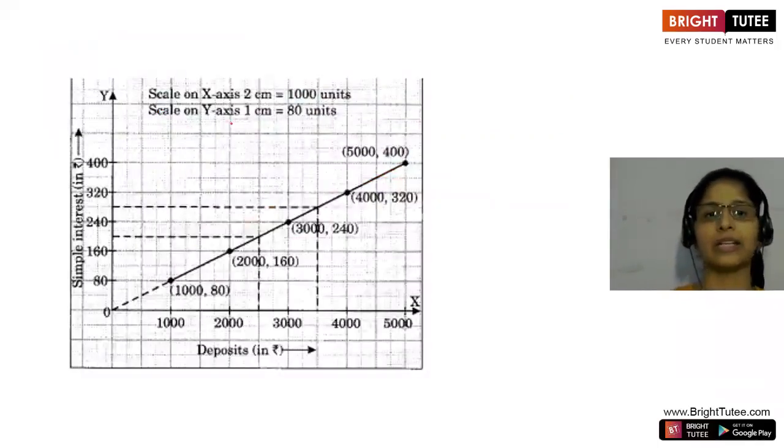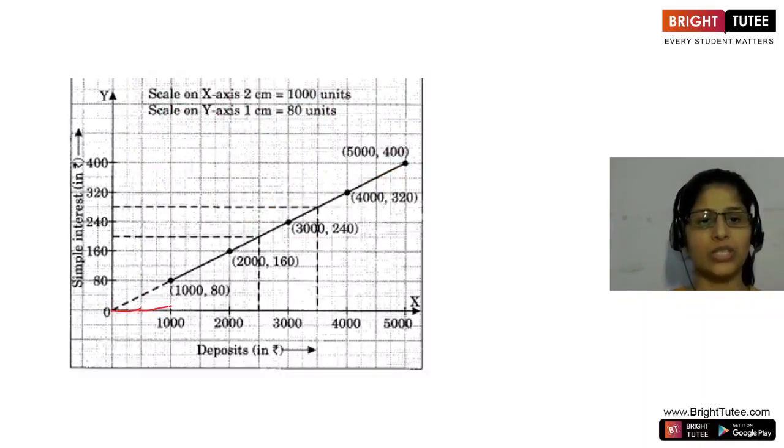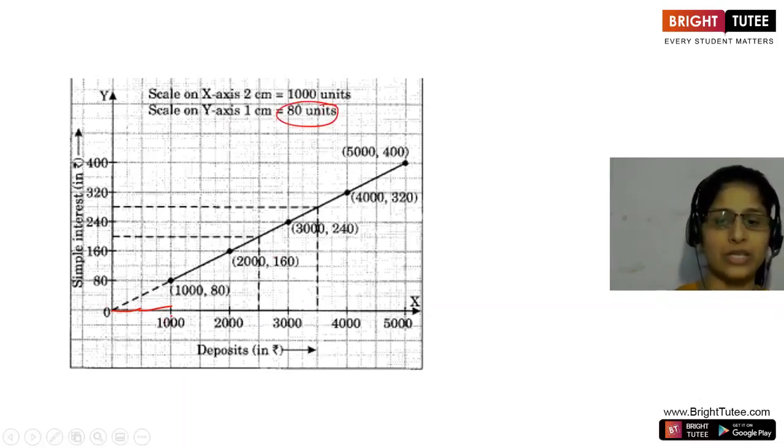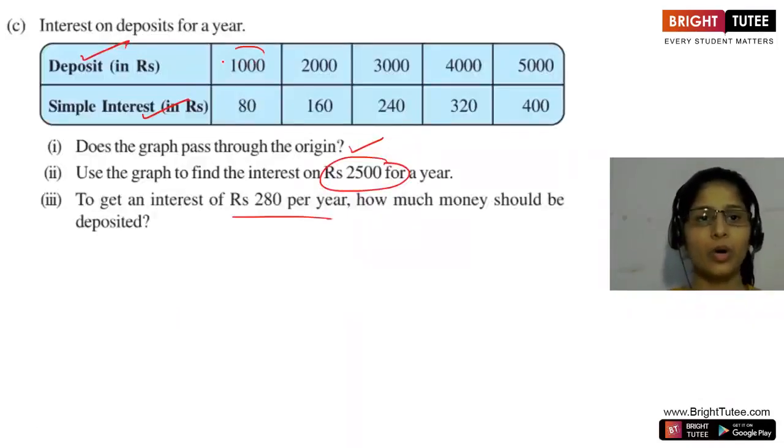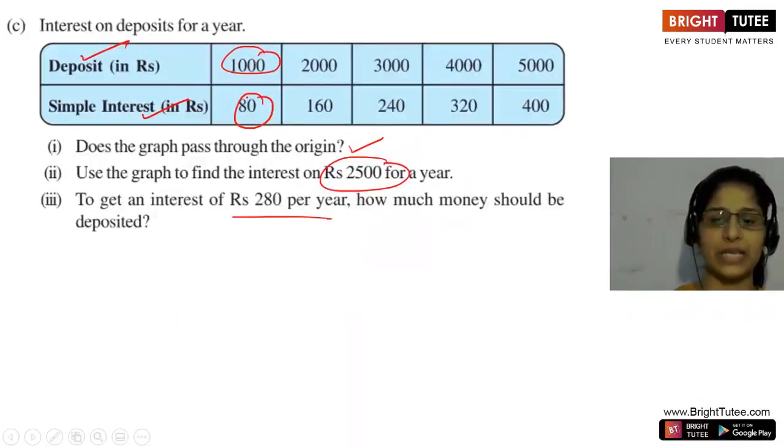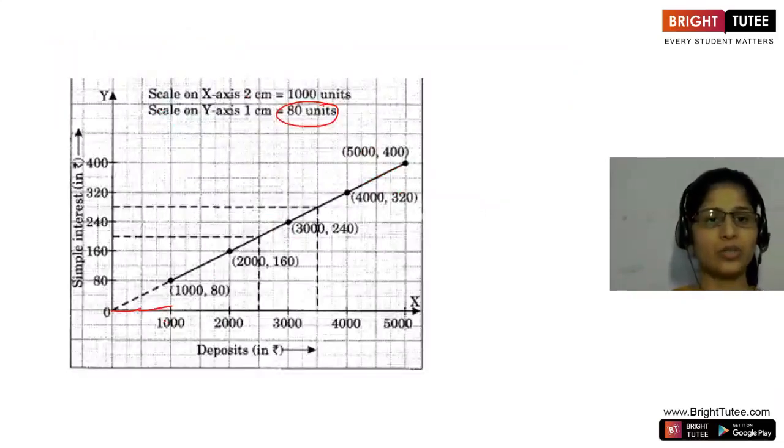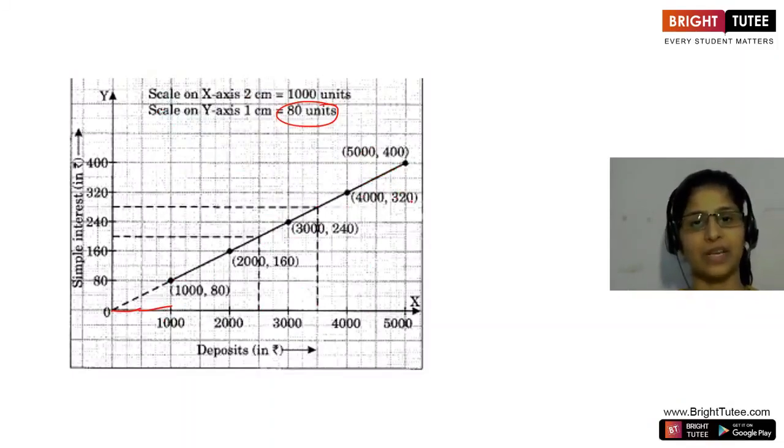So the graph will look like this, where we have taken the scale on the x-axis as 2 centimeters, that means 2 boxes represent 1000. So the next 2 boxes will represent 2000, and on the y-axis 1 centimeter is representing 80 units. So we know the first one, you can see here, on 1000 rupees the interest is rupees 80, right? So 1000 comma 80, then 2000 comma 160, 3000 comma 240, and 4000 comma 320, that is the value given, and for 5000 we have rupees 400. So that is plotted here, and it is a straight line.